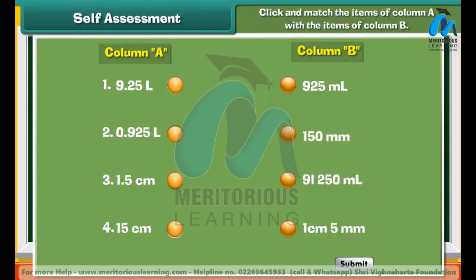Self-assessment. Click and match the items of column A with the items of column B.